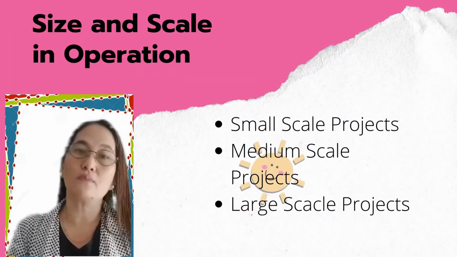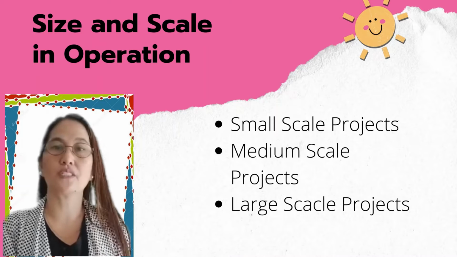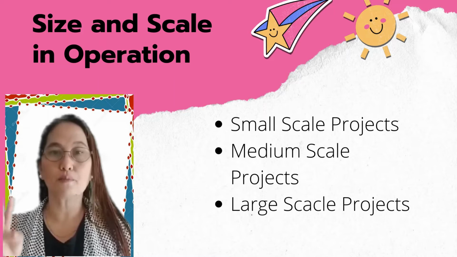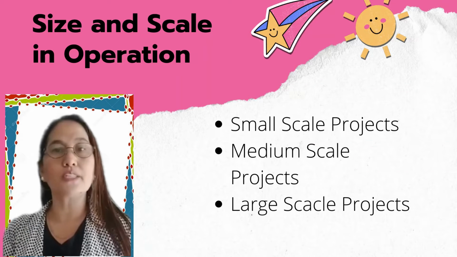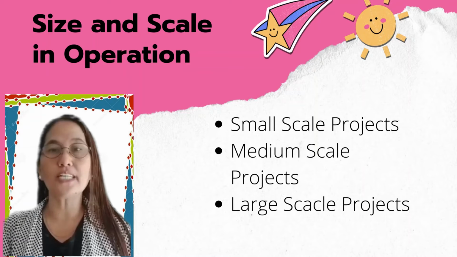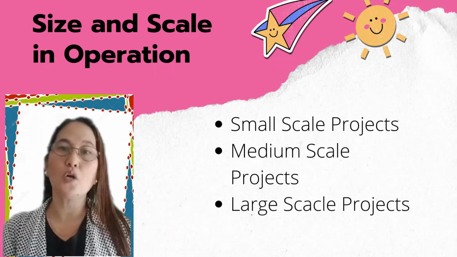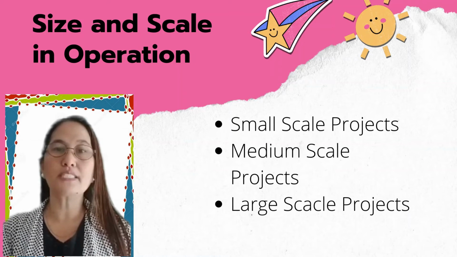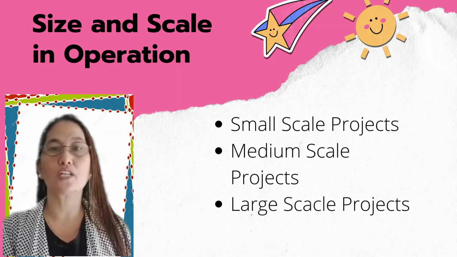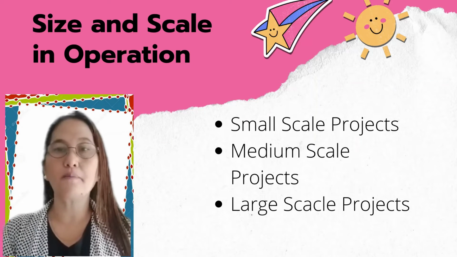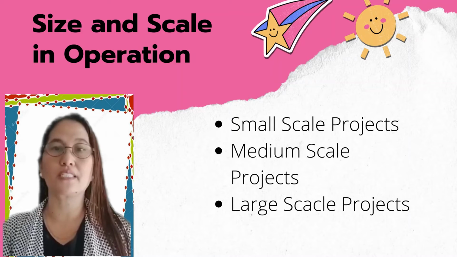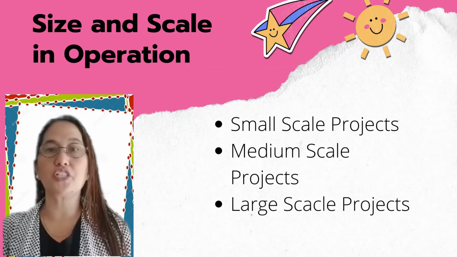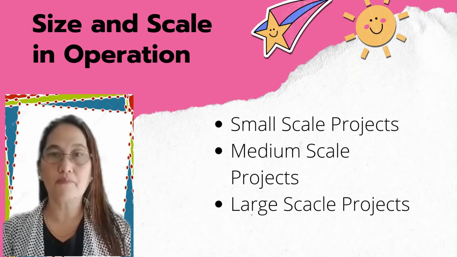Another is on the basis of the size and the scale of operation. Projects can be large scale, medium scale, and small scale. When we say small-scale projects, these are projects which can be completed within a time period of 1 to 2 years. While the medium-scale projects are those projects which can be completed within a time period of 2 to 5 years. Large-scale projects, on the other hand, are those projects which can be completed within a time period of 5 to 10 years.